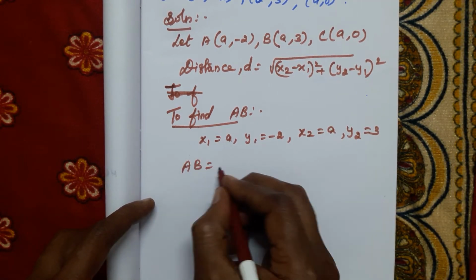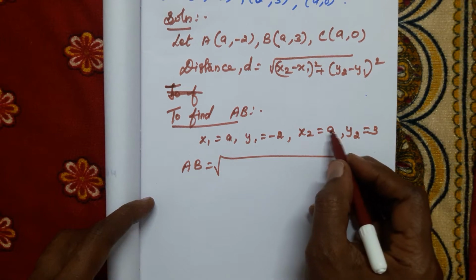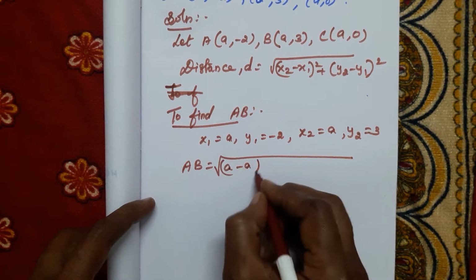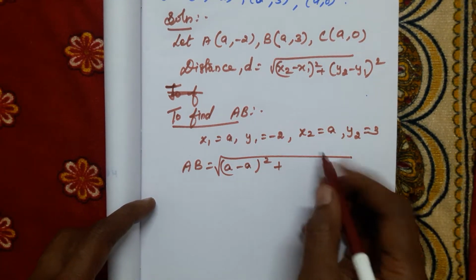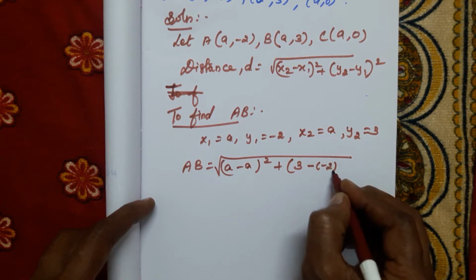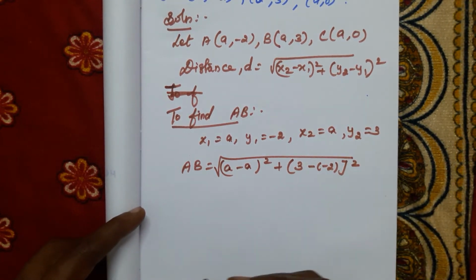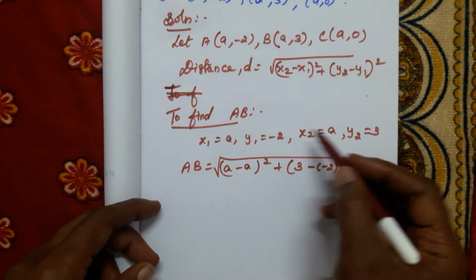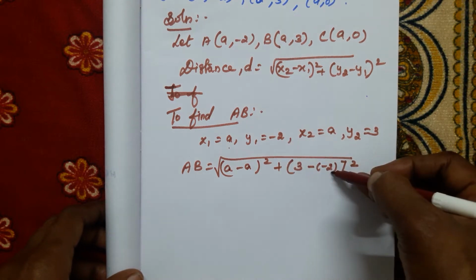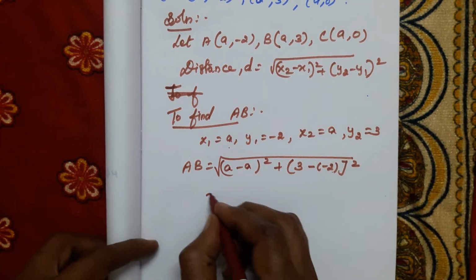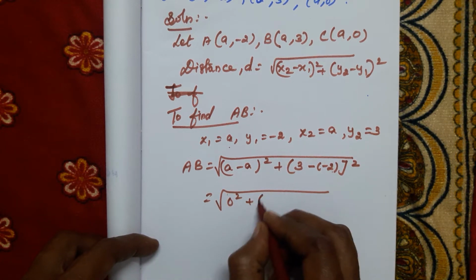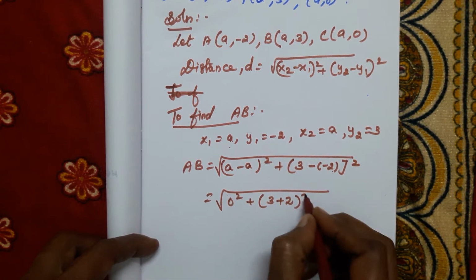AB is equal to root of x2 minus x1 the whole square plus y2 minus y1 the whole square. So what will we get? A minus A the whole square plus 3 minus of minus 2 the whole square. Clear? A minus A means 0, 0 square plus 3 plus 2 the whole square.